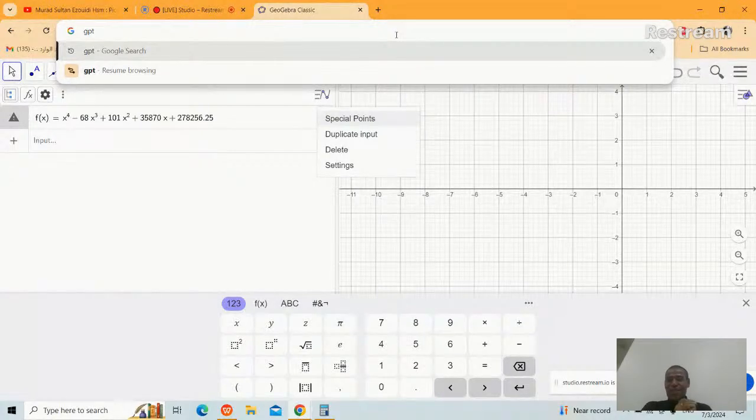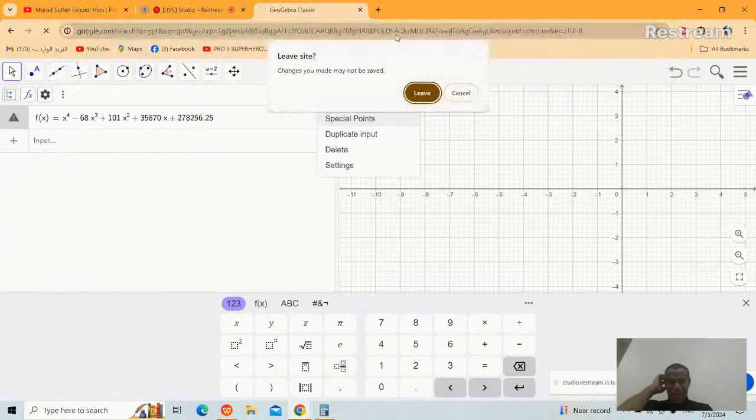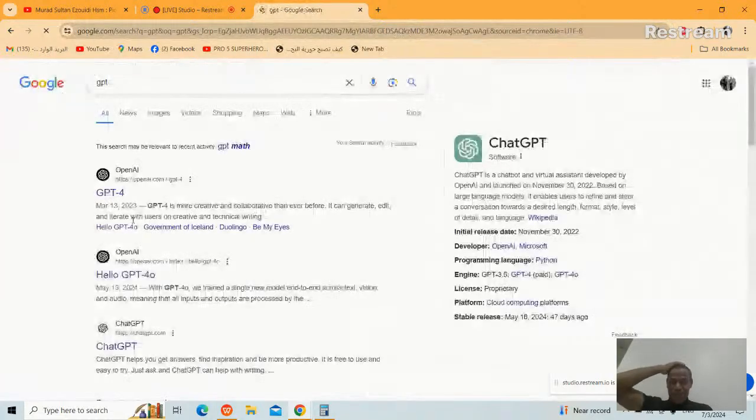Newton steps, Newton's method, approximation methods, but all of them will give you errors, roots with error estimation, meaning they will give you a root that is near, in the interval, but never the exact solution. So ChatGPT, come ChatGPT, leave this one and I'll go to ChatGPT.